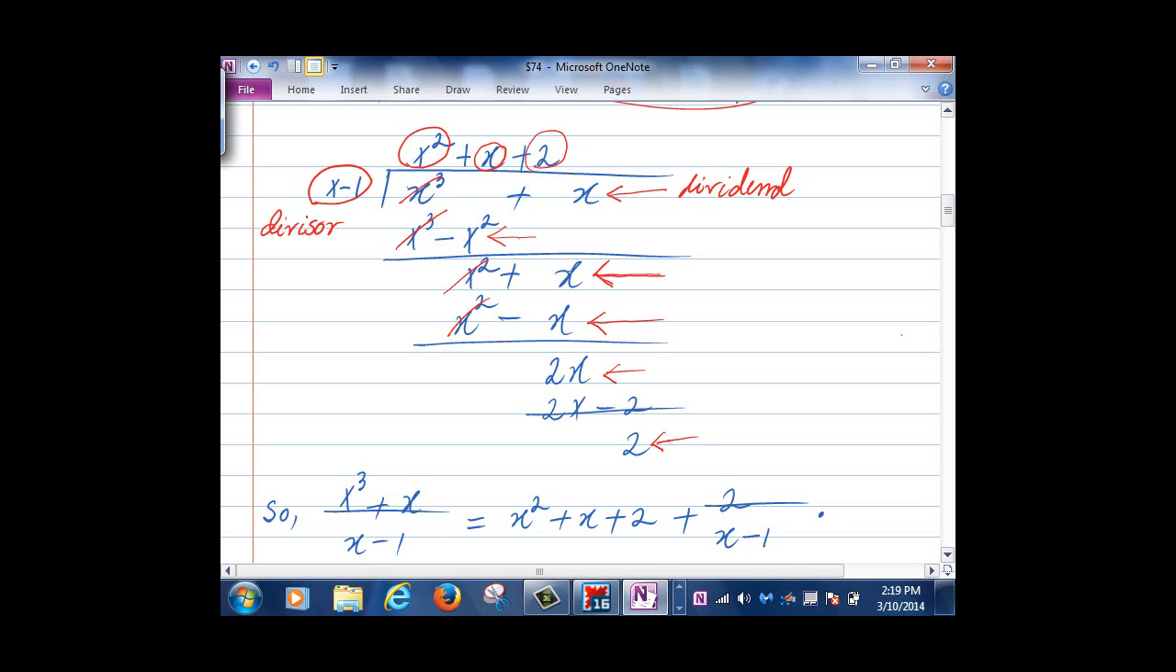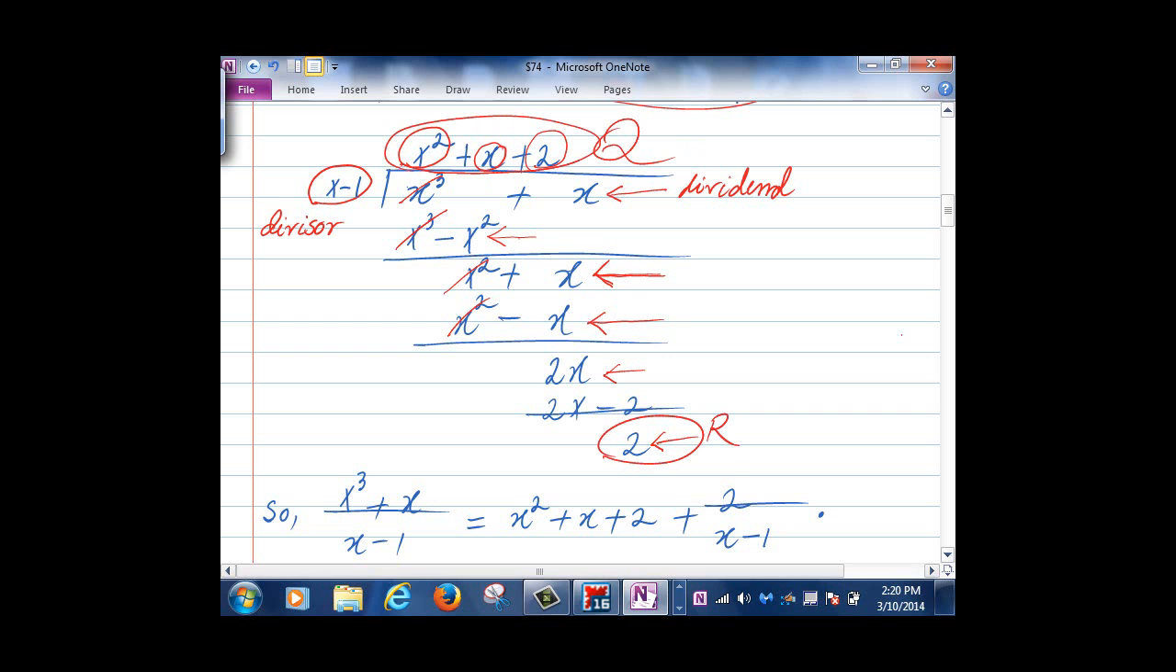When do I stop? I stop as soon as the remainder has degree less than the divisor. In this case, the divisor has degree 1, so that's why we stop at 2, because it's a polynomial of degree 0. So now, what is the remainder? This is my remainder r. This whole thing here is my quotient q.